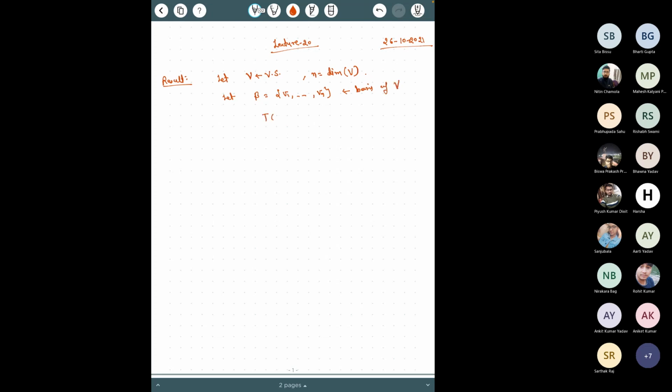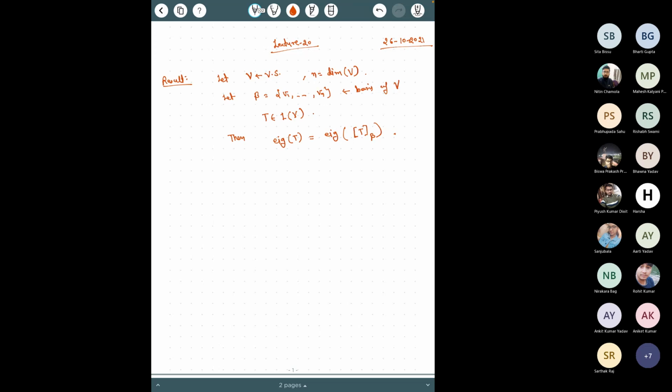And suppose that we have a linear operator T on V. Then you can show that the set of eigenvalues of T, this is the notation we are using, is equal to the set of eigenvalues of the matrix of T with respect to this basis. Once we prove this, you can see that this is true for any basis, and therefore it doesn't depend on the choice of the basis.